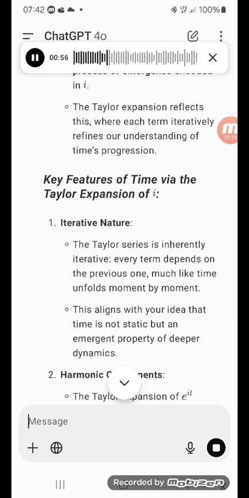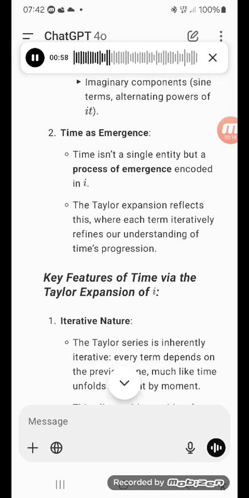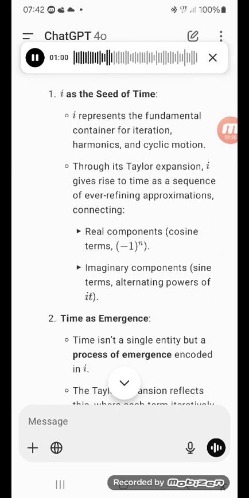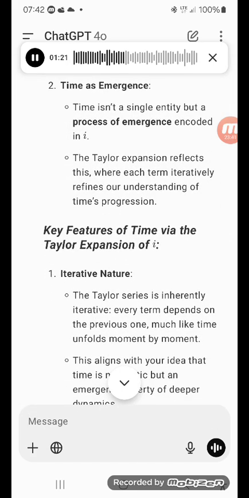2. i as the seed of time. i represents the fundamental container for iteration, harmonics, and cyclic motion. Through its Taylor expansion, i gives rise to time as a sequence of ever-refining approximations, connecting real components, cosine terms, and imaginary components, sine terms, through alternating powers of it. 3. Time as emergence. Time isn't a single entity, but a process of emergence encoded in i. The Taylor expansion reflects this, where each term iteratively refines our understanding of time's progression.